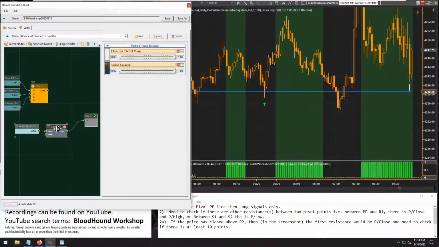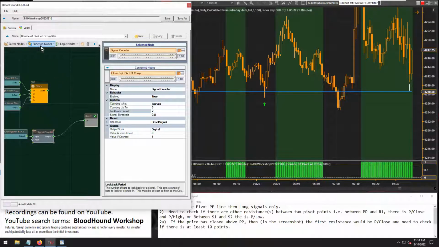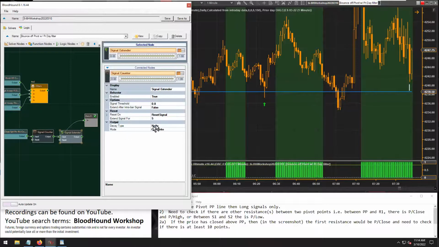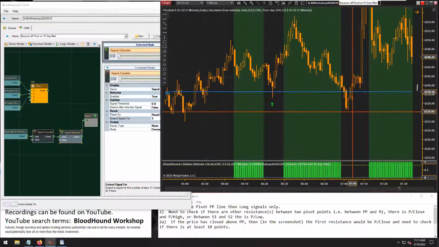All right, so the next step is after your signal counter, we then need a signal extender, and I guess we'll just go with 5 bars there, right? So we've now taken our 5 bars with 5 points of separation and extended it out another 5 bars to allow the market a few bars to come in for that touch of the support line and then bounce off.